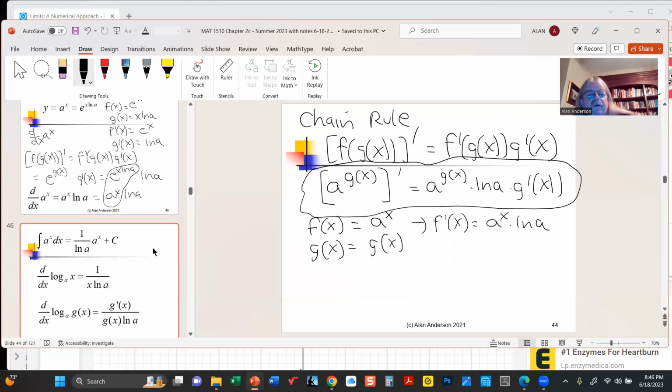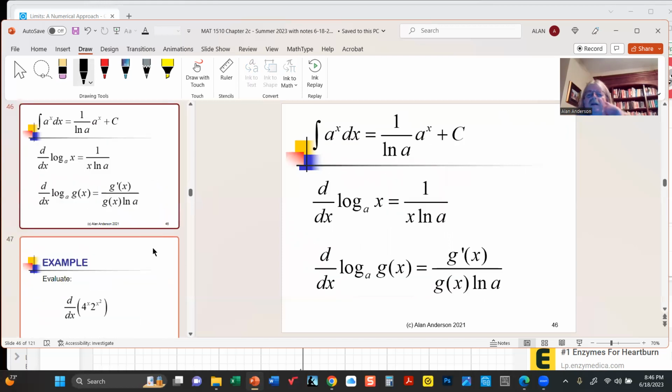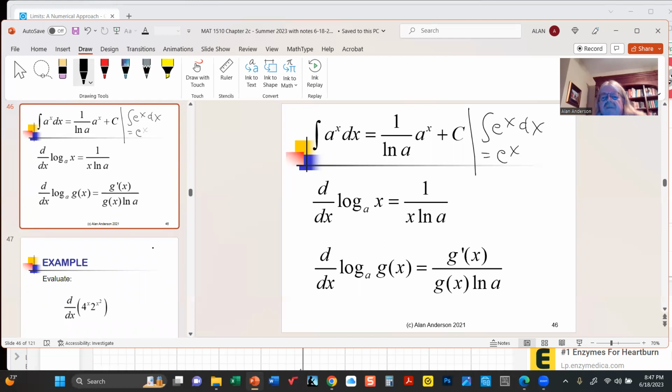And then we can do some integration. We can just reverse these processes. And so those results we just saw imply the following. The integral of a to the x is 1 over log a times a to the x plus c. Now, this is, again, a general case of this one. Just remember, this ends up just being e to the x plus c.